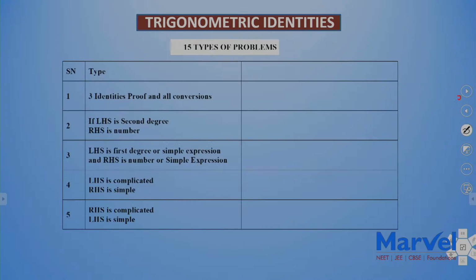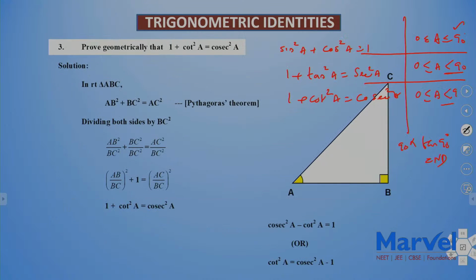Similarly, in the third identity also 90 degree is not included. This is 90 degree, third identity, because cot 90 is 0 and cosecant 90 is not defined, and hence it is not included. 1 plus cot square A equal to cosecant square A. Okay, next.